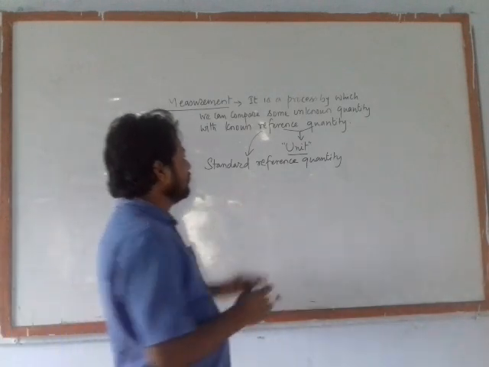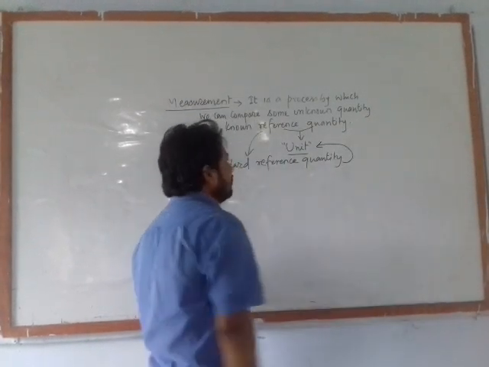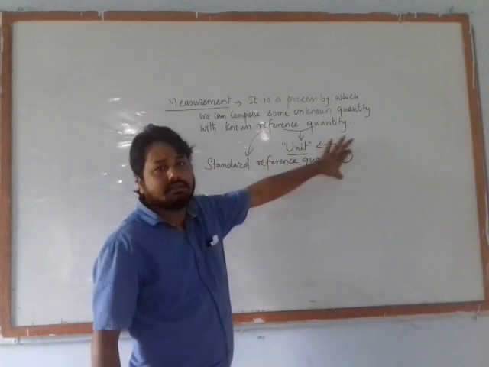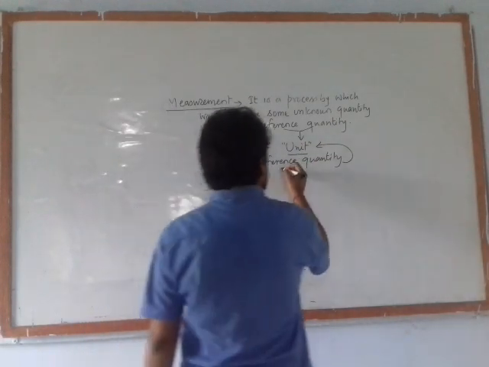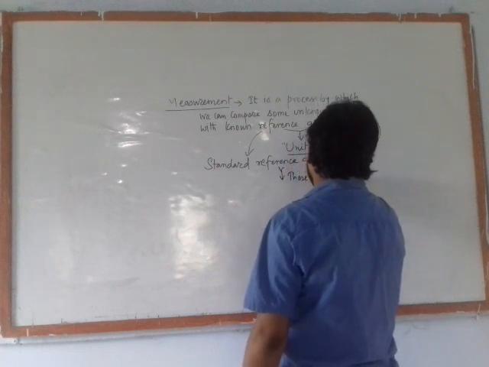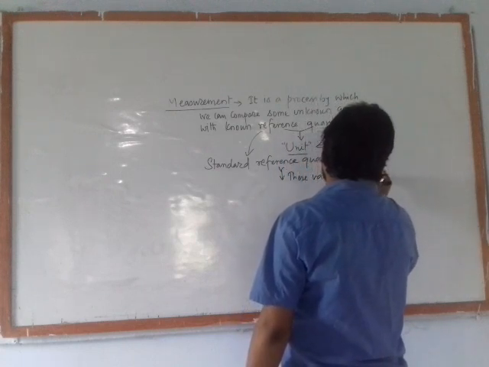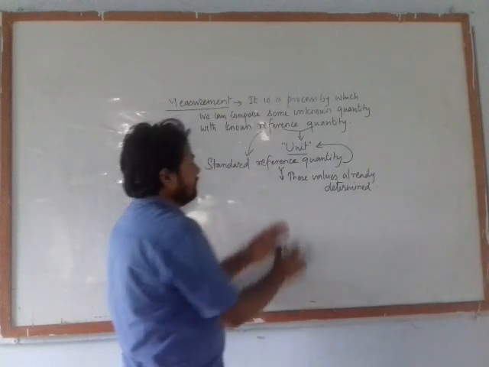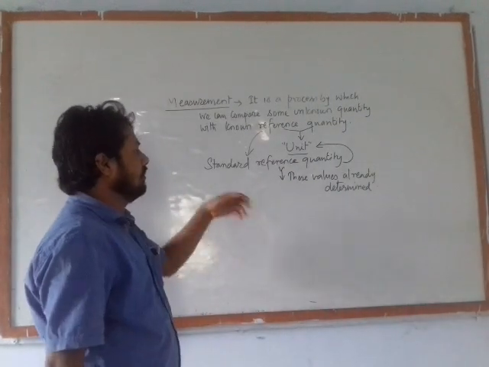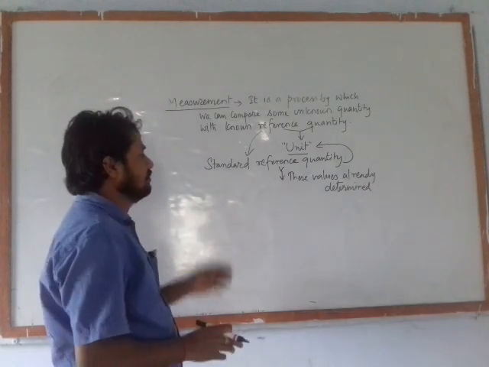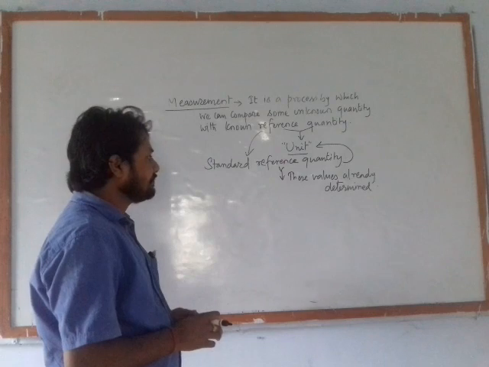So this standard reference quantity is also known as a unit because this value is already determined. We do not need to determine these values. We just have to compare the quantity to be measured with the value which is already determined.